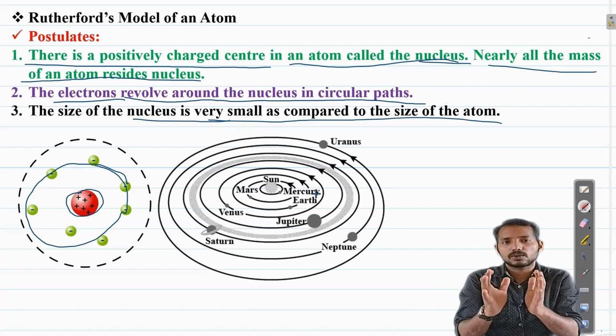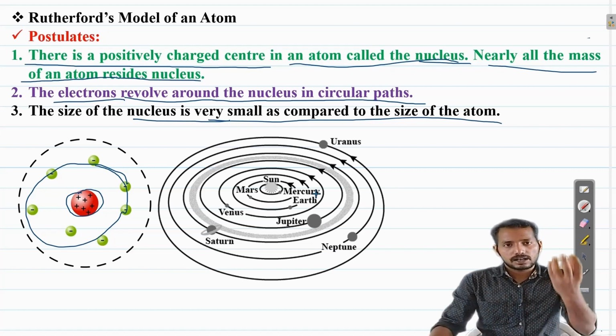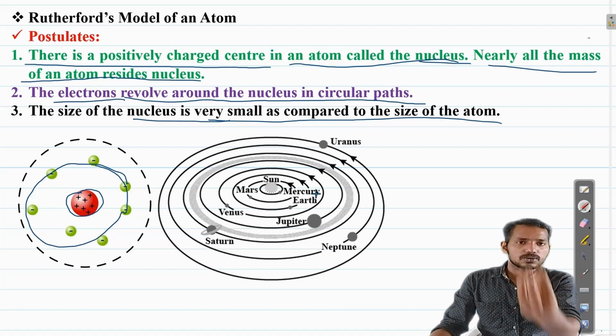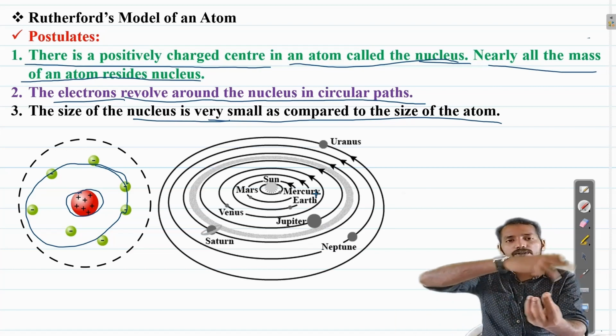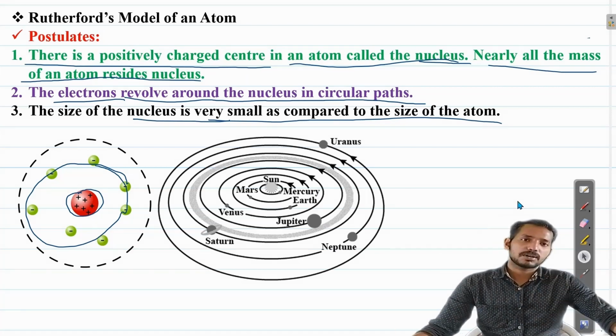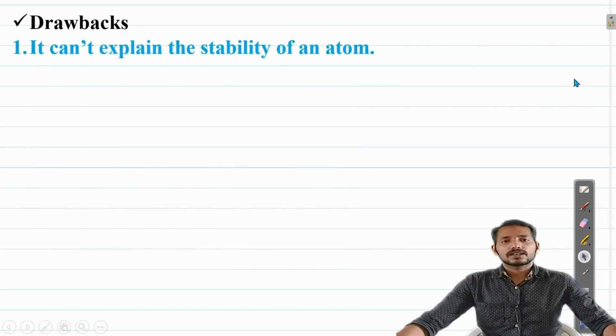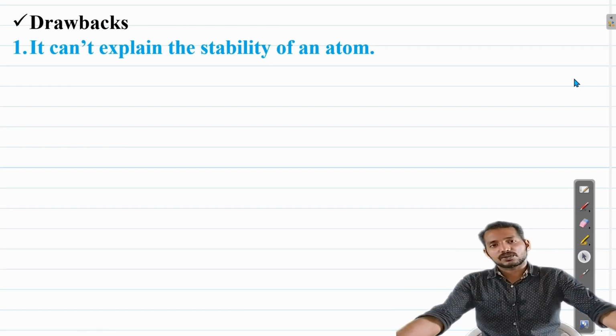Let's sum up that one. What is the main thing? He said that mass and positive charge are located in a small region called the nucleus, and electrons are revolving in a circular path. That's all. But it has some limitations, drawbacks, according to his model also. It can't explain the stability of an atom.